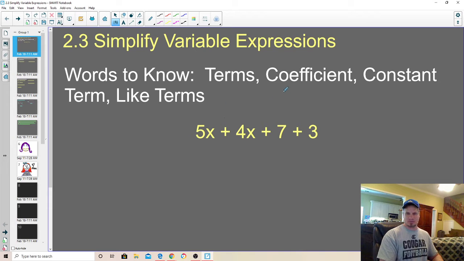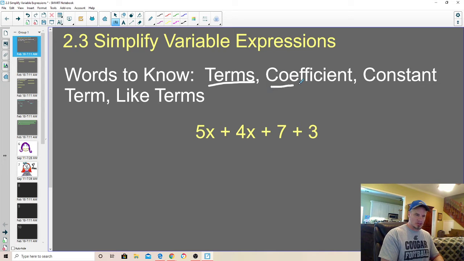And let's see what that would be in this first expression. Okay, terms are the things separated by addition signs or subtraction signs. Usually we change all subtraction to addition, so I just say addition signs. So this is a term, this is a term, this is a term, and this is a term. This has four terms: 5x, 4x, 7, and 3.